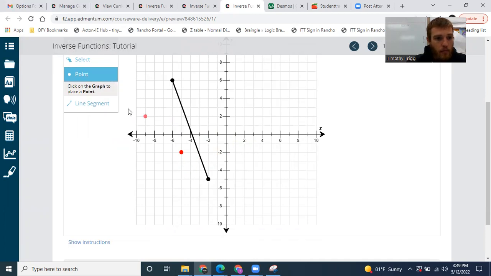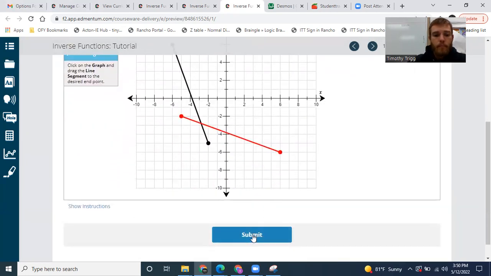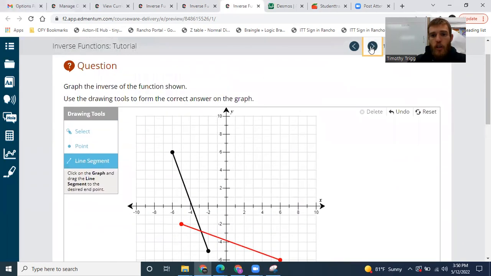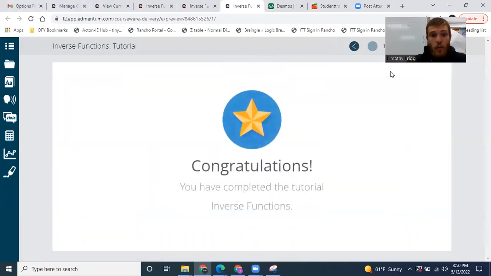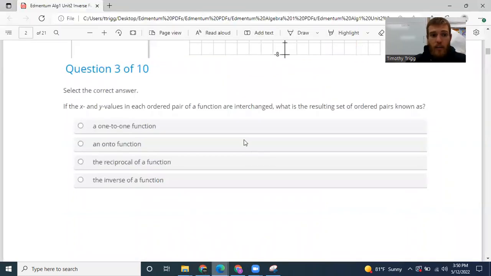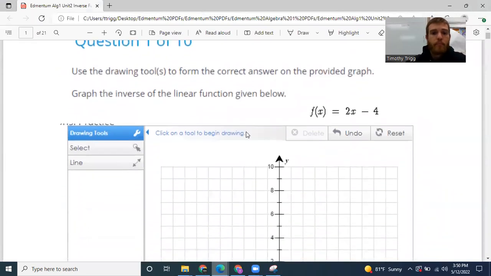And then -6, 6. Connect these with the line segment, and there you go. Looks good. All right, well, that's the tutorial. Pretty quick. Now let's go ahead and do the practice. So go ahead and click on the practice, and we'll work through these problems one at a time.